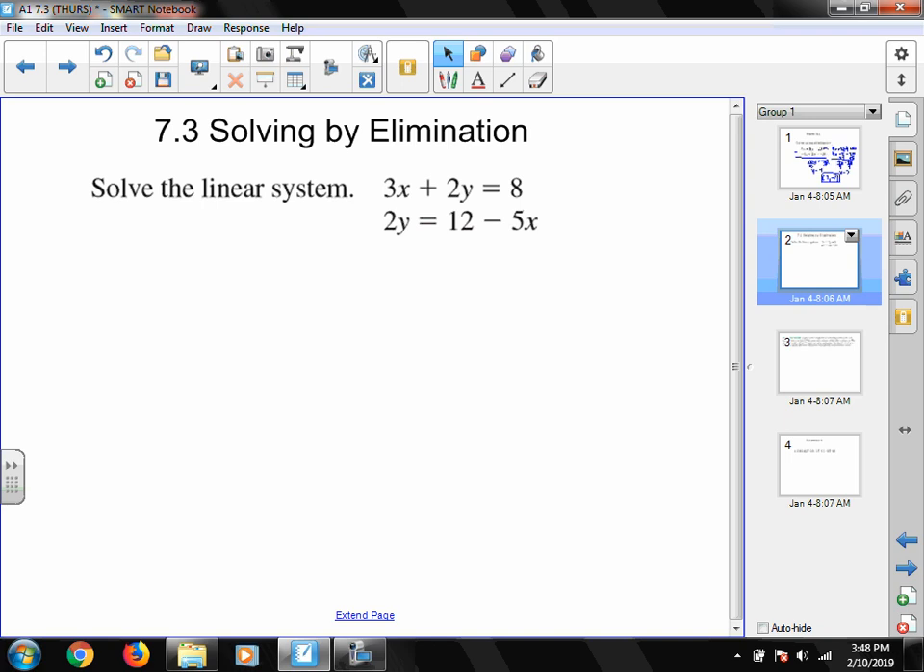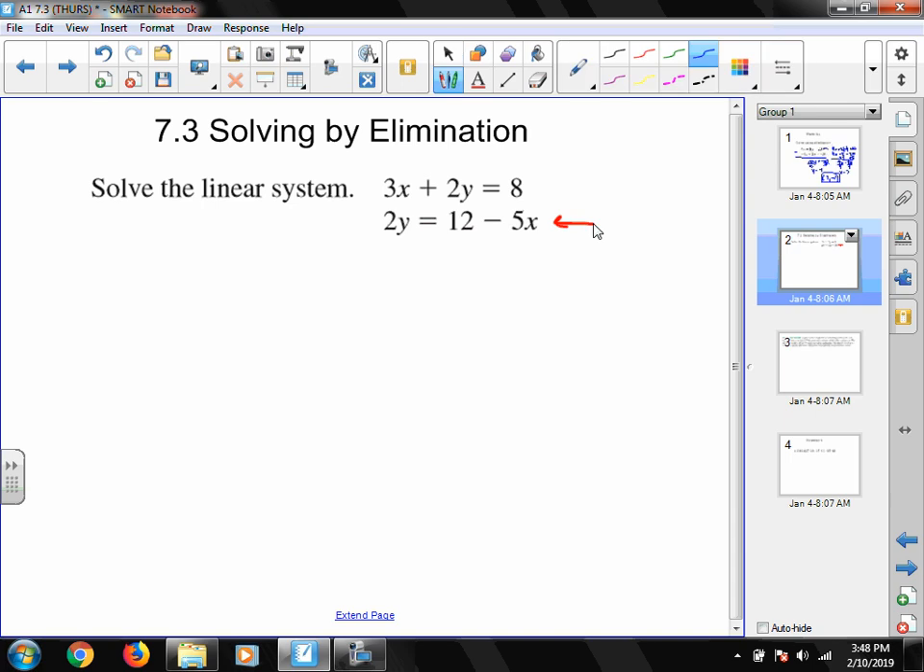And you can see in this bottom one right here, 2y equals 12 minus 5x. That's not going to work for us, okay? X's and y's are not on the same side like they are in the first equation, 3x plus 2y equals 8. Okay? That's not a big deal, though. To get x and y on the same side is pretty simple.